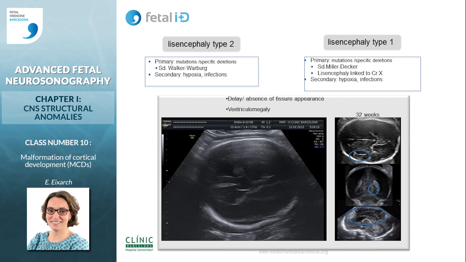As we can see in this image, on the right side, in the coronal section, we cannot identify the parieto-occipital fissure compared with the normal appearance of it at 32 weeks. And in the sagittal section, we are unable to identify the sulcus, which should be identifiable, as you can see in the image. Facing the ventriculomegaly and the delay or absence of fissures, we can make the diagnosis of lissencephaly.